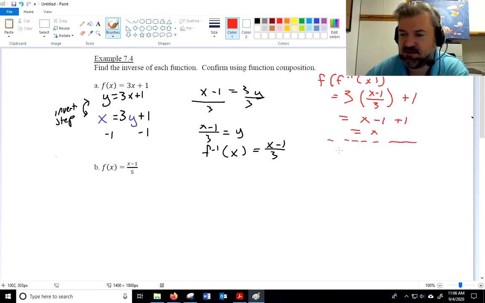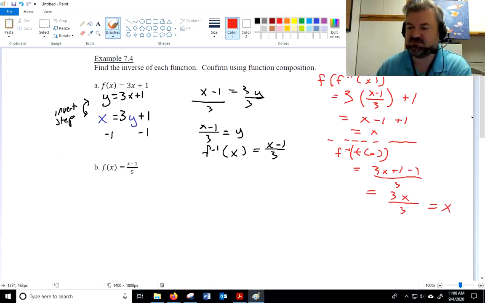Let's check the other way: f inverse of f of x. Well, f inverse of f of x means I need to put f, 3x plus 1, where there's an x in f inverse. So I put 3x plus 1 where there was an x, then minus 1, all over 3. The 1's cancel out. I get 3x over 3, which is simply x. So as you can see, we've checked and confirmed that they are inverses using function composition.